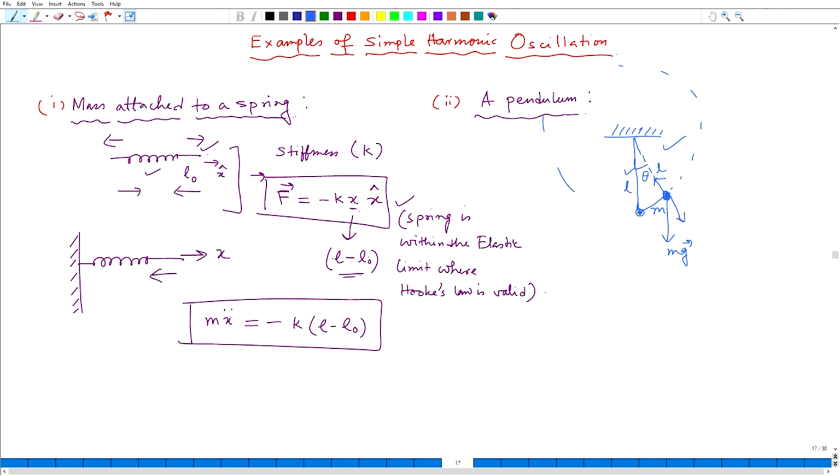One is the radially outward direction for the bob, and the other component is the tangential, cross-radial component. Radially, this angle is theta, so radially you have mg cos theta, and the tangential component will be mg sin theta. Now, when you release the bob after pulling it a little bit over here, the bob will come back to this position because of this component of the force.